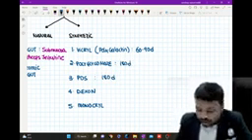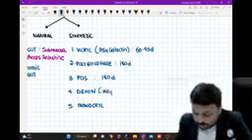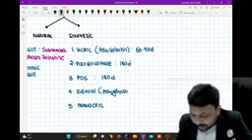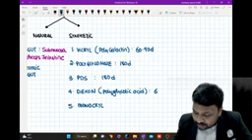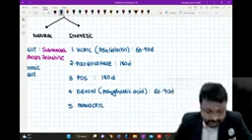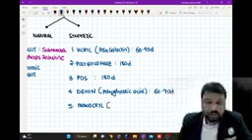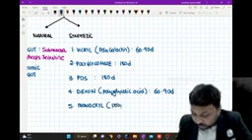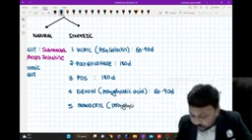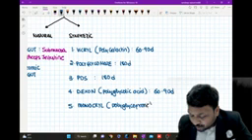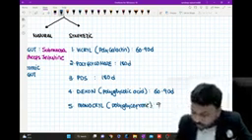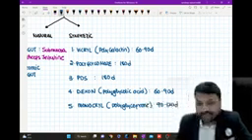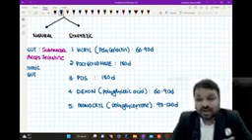Dexon is also called polyglycolic acid, which is going to be between 60 to 90 days. Monocryl is your poliglecaprone, and the poliglecaprone will be between 90 to 120 days. It is going to be 90 to 120 days, right?